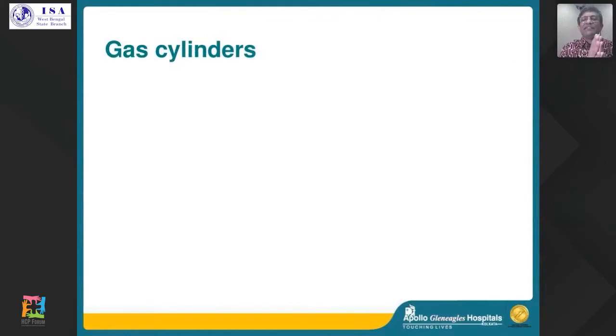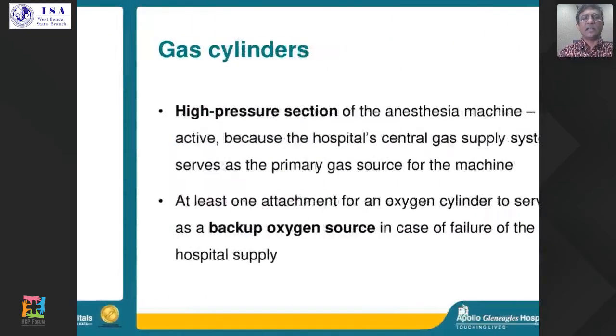So that is about the functional anatomy and the divisions as far as the high pressure is concerned. Now I will take you through certain salient things. What I have tried to do is look at the safety things that are incorporated, and not necessarily go into the details of each and every thing that is attached to a machine. So we'll start with the gas cylinders.